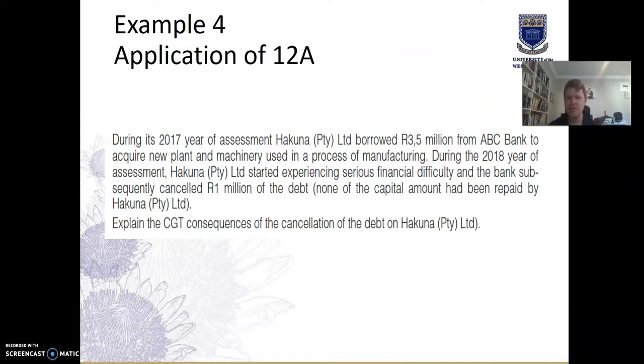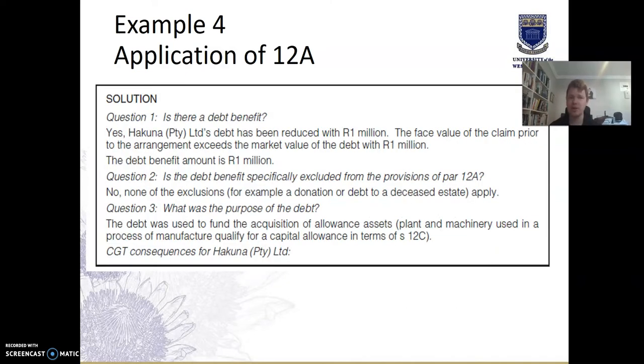The slightly more difficult examples come in when we start looking at actually applying it. Now what we have in this scenario is we borrowed 3.5 million from a bank. We started experiencing financial difficulties, so the bank cancelled 1 million of it. Note that we used the 3.5 million to buy plant and machinery. We ask ourselves the following process. Number one, has there been a debt benefit? Yes, there has. 2, is it specifically excluded?